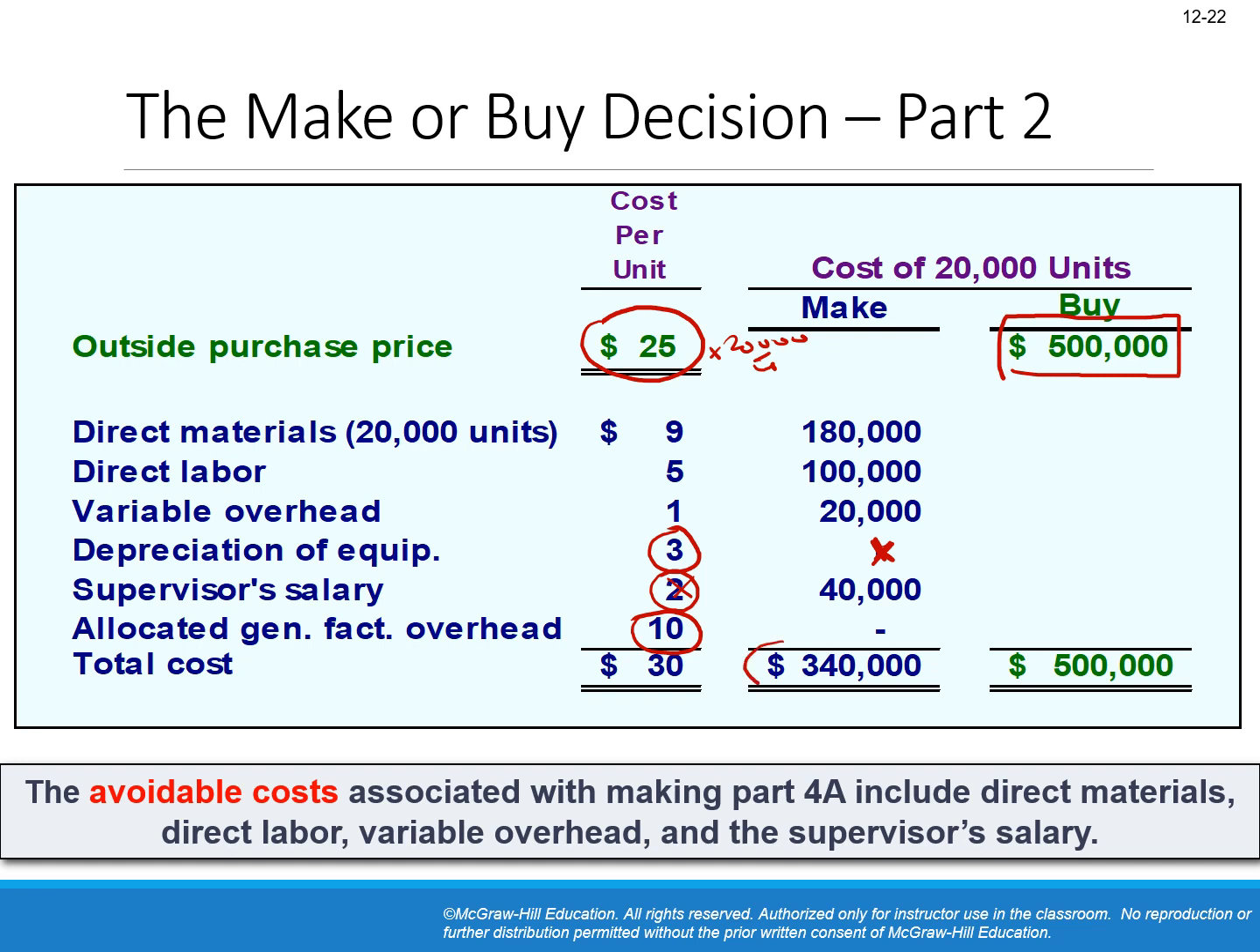Therefore, in total, you will be saving $340,000 if you stop manufacturing this item, and you will be paying $500,000. Therefore, obviously, you will be paying more or incurring a higher expense if you outsource, and thus you should keep on manufacturing the item 4A or part 4A.